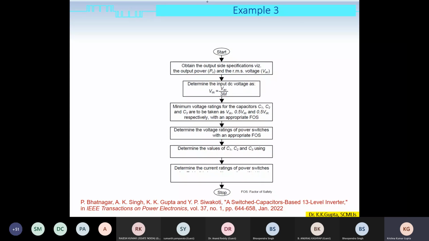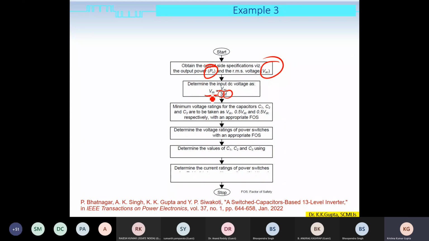It always starts with the output side specifications. I am assuming that for a renewable energy application, you have flexibility in determining the DC voltage. You have panels, so you can do some kind of series-parallel combination to achieve a certain DC level. Based on the output side specifications, which are the power and the RMS AC, you can determine the input DC. 3 is the boosting factor here, M is the modulation index. Based on that, you can determine the input DC voltage which will be needed.